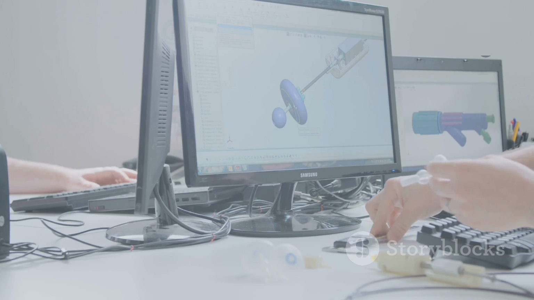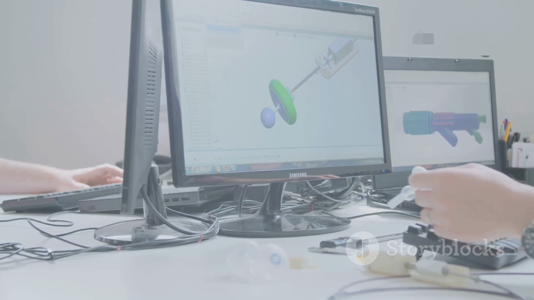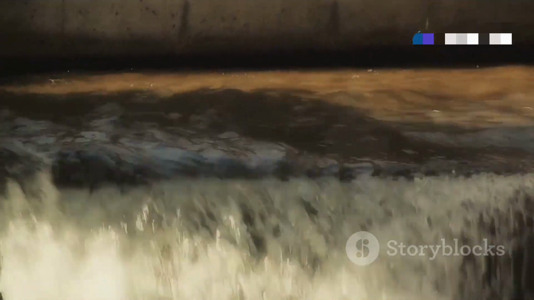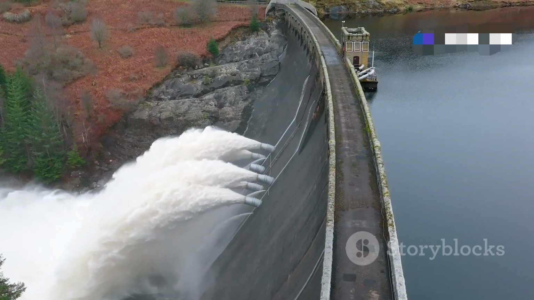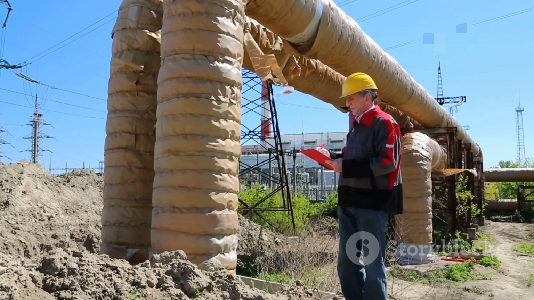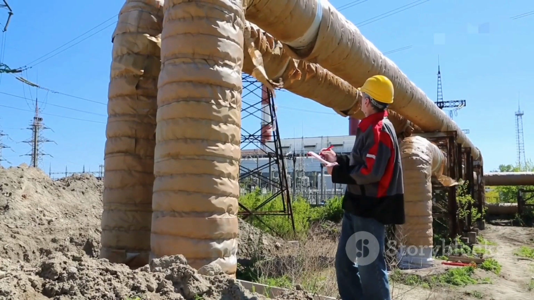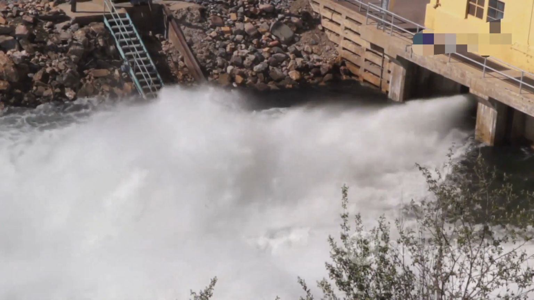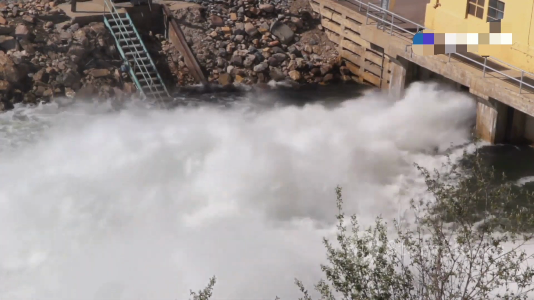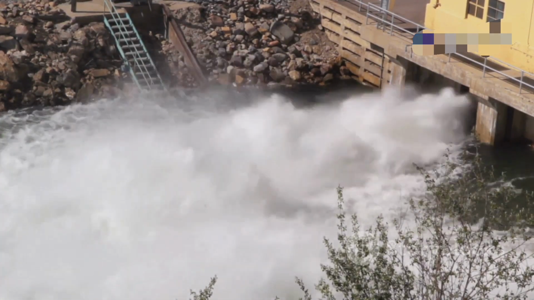HEC-RAS allows engineers to specify details about breach initiation. For example, the modeler can set the initial elevation where the breach begins. For an overtopping failure, this would typically be at the lowest point of the dam crest. For a piping failure, the user can specify the starting elevation of the pipe. The software then uses this information along with other breach parameters to simulate how the opening grows over time.